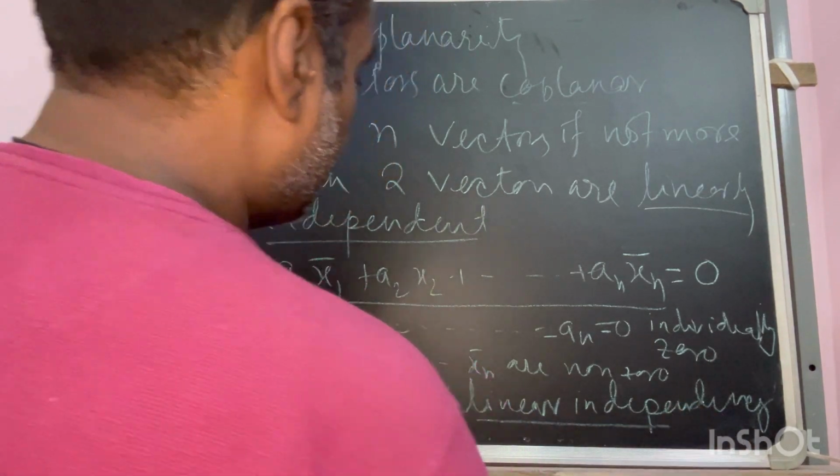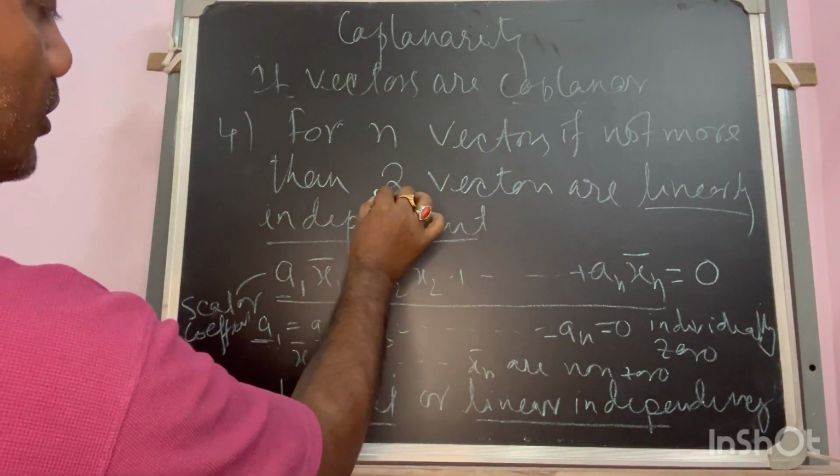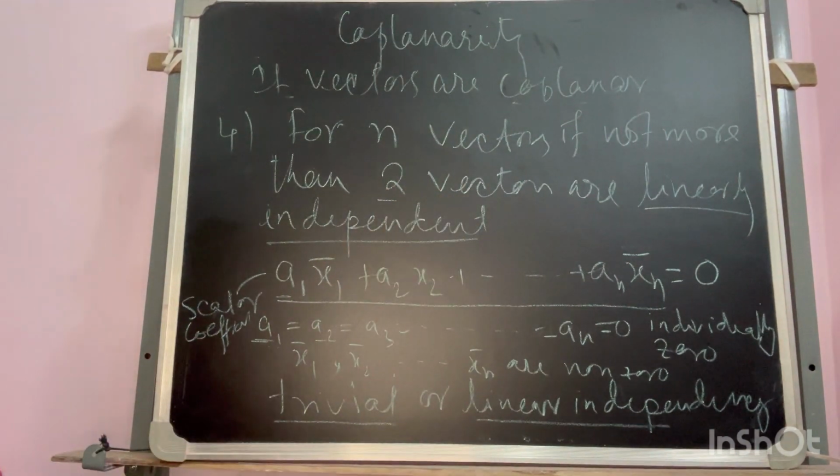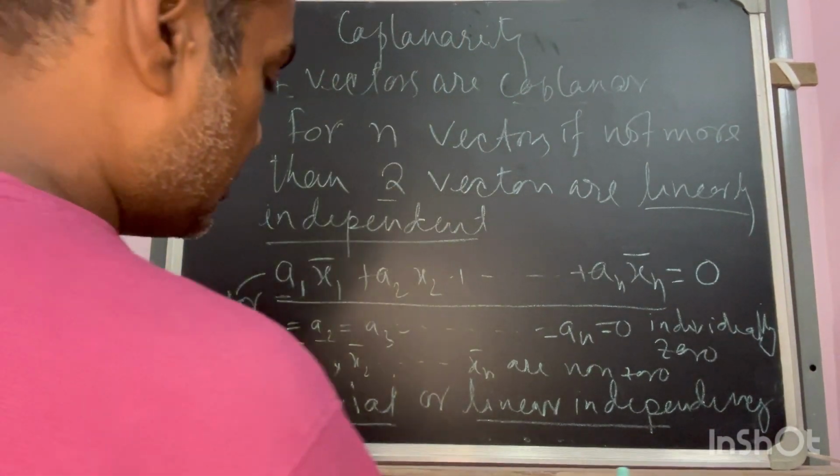and this trivial condition is also called linear independency. Now here for n vectors, if not more than two vectors are linearly independent, then we can say that all n vectors are coplanar. How can I say that?